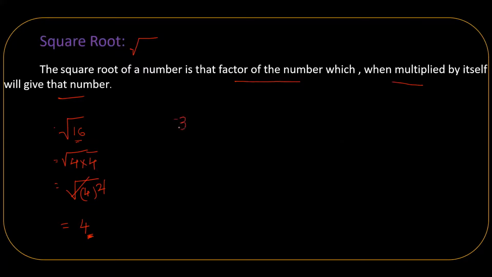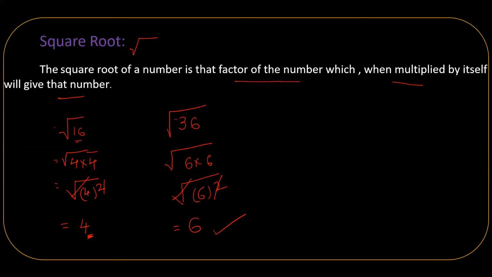Let's take the square root of 36. We can write 36 as 6 into 6, right? 6 sixes are 36, which is 6 to the power of 2. The square root will get cancelled. The answer is 6. This is the square root of 36.